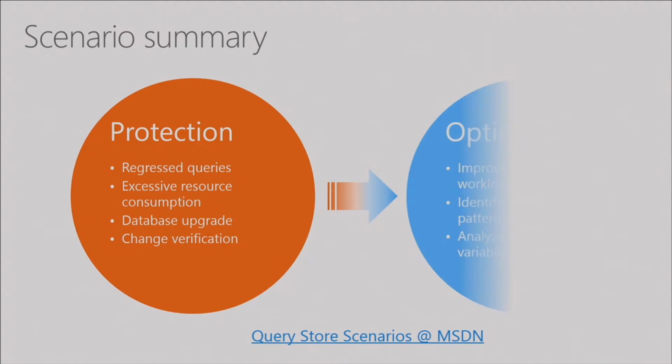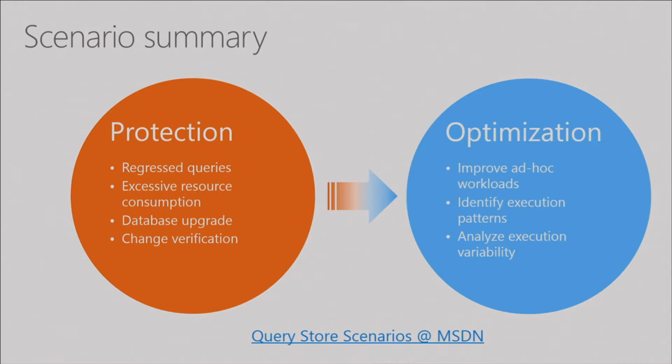But also, it can be used in more advanced scenarios, like proactive application optimization. For instance, you can easily use Query Store to detect if your application is running ad hoc queries and what part of your application is running ad hoc queries. You might want to optimize those queries, to parameterize those queries, or actually to rewrite or change the client application.